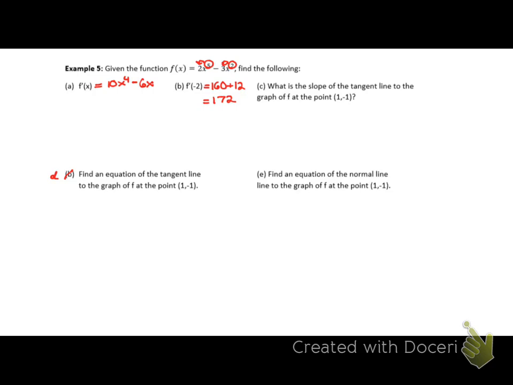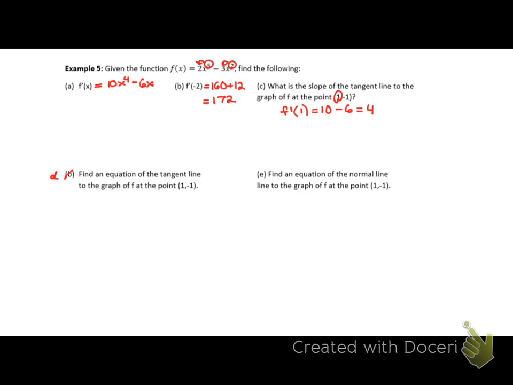The slope of the tangent line to the graph of f at the point 1, negative 1 means you're finding f prime of the x value, right? Because it's f prime of x. So it's the x value that's going to give you the slope, at least with this particular equation. So we're finding f prime of 1. Well, we already have the equation for f prime. It was 10x to the 4th minus 6x. So if I take 1 and plug it in, I get 10 minus 6, which is just 4, which means that the slope of the tangent line to the graph of f at the point 1, negative 1 is 4.